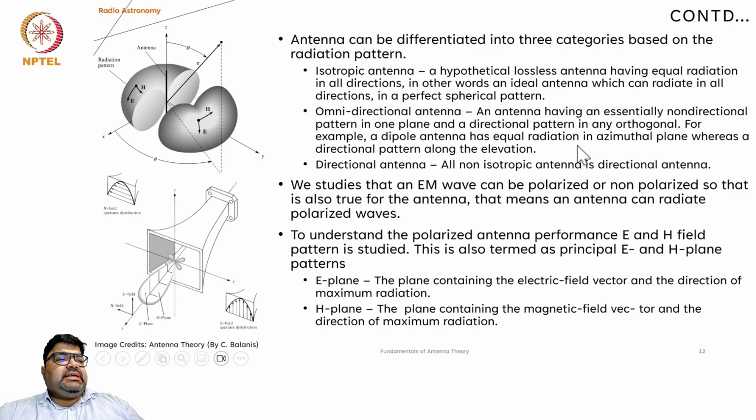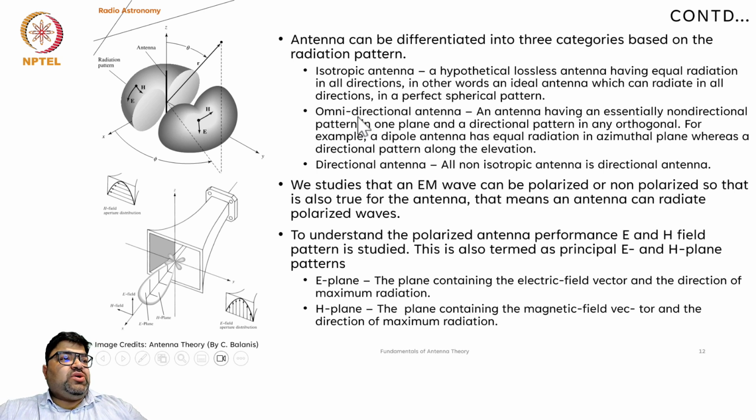Now come to the next slide. We have mainly 3 different categories of antennas based on the radiation pattern. First is the isotropic antenna, which is, we have shown the Hertz dipole in a vacuum or free space. It's a hypothetical lossless antenna having equal radiation in all directions. In other words, an ideal antenna which can radiate in all directions in a perfect spherical pattern.